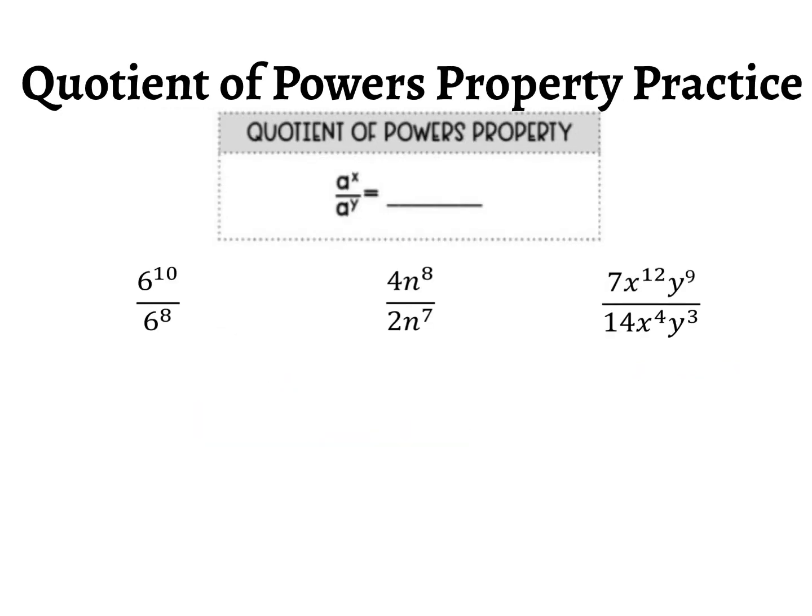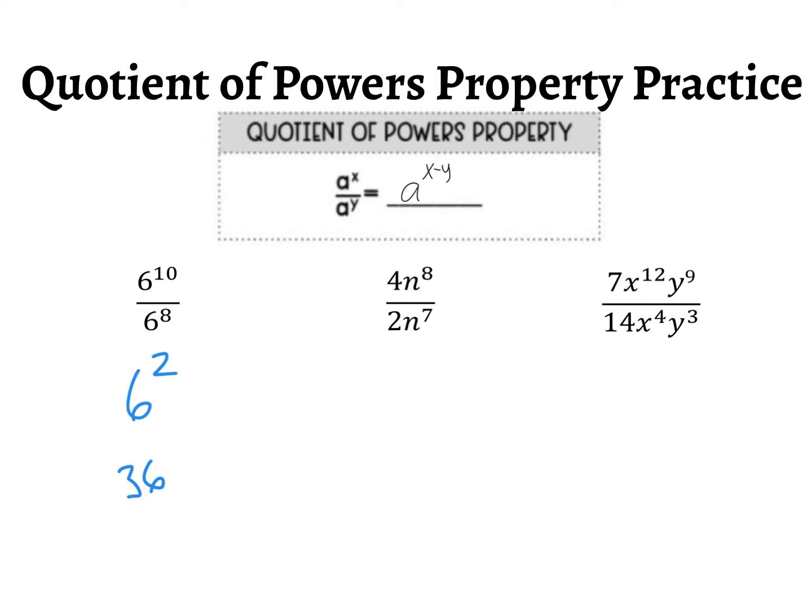So we know the property is a to the x minus y. The top divided by the bottom, the top minus the bottom. It's always the numerator over the denominator. So if we're looking at this first example, here we have 6 to the 10th power over 6 to the 8th power. If I subtract 10 minus 8, I can say this is really just 6 to the 2nd power. 10 minus 8 is 2. And 6 squared is really just 36.